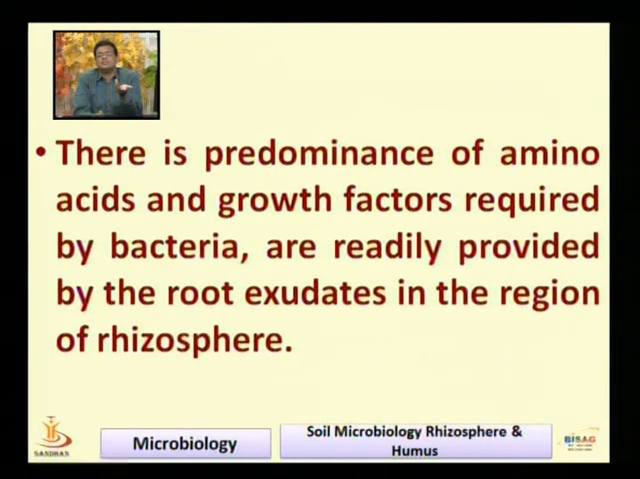Whatever requirements the bacteria have, as far as amino acid requirement is concerned, or any growth factors, or even any other growth requirements, these are fulfilled by root exudates or plant exudates in this region, and that is the main reason why the rhizospheric area is so fertile, or so supportive of microbial growth, as compared to bulk soil.